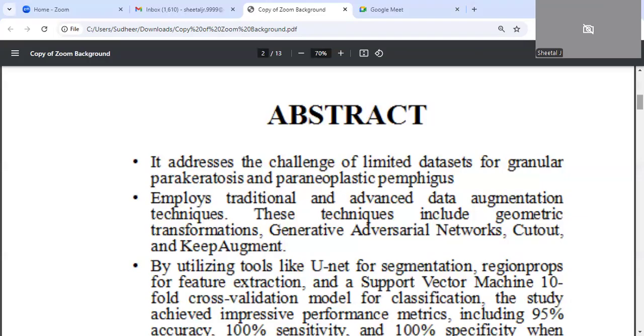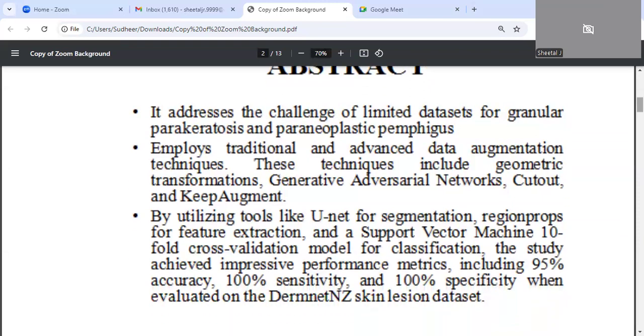The main reason for choosing these two diseases is that when images of these two diseases are taken, they appear similar. So in order to distinguish between these two diseases, this particular data set is considered. This approach is an ensemble method, taking both traditional as well as advanced augmentation techniques. It considers four types: one is geometric transformation, then generative adversarial networks, that is GAN, then cutout and keep augmented.